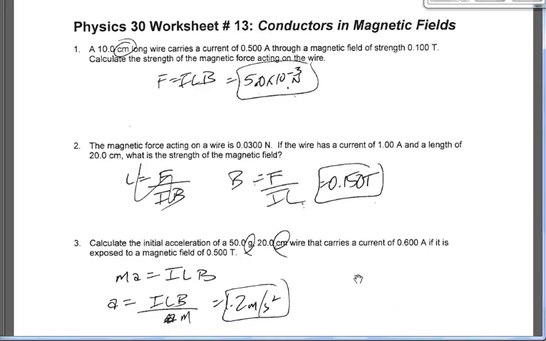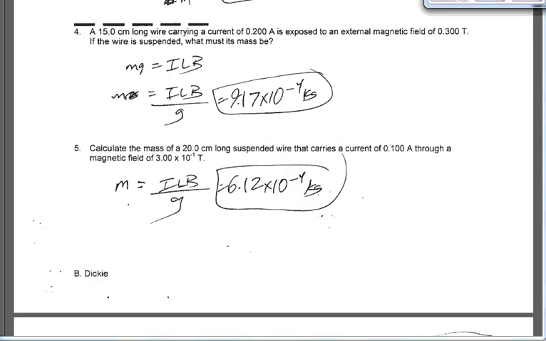We got 1, 2, and 3 up there right now. Have a look. And the answers to 4 and 5.